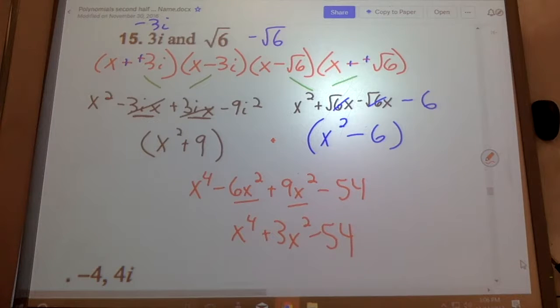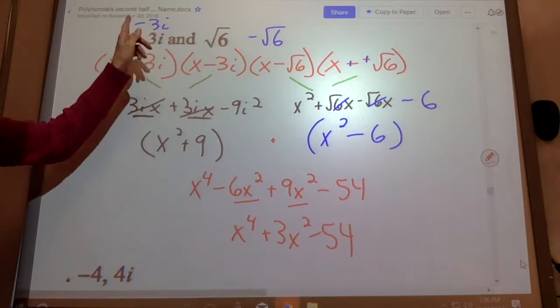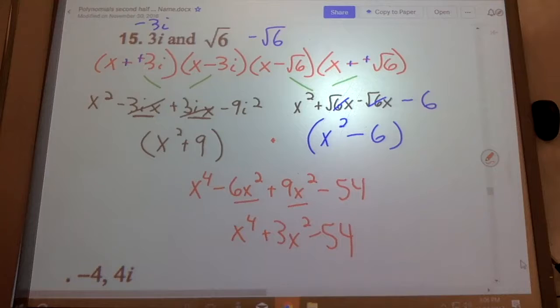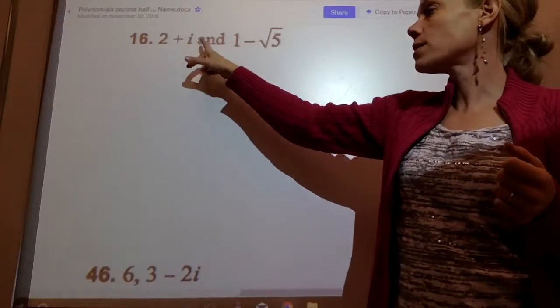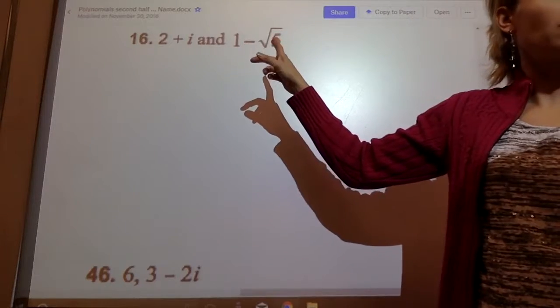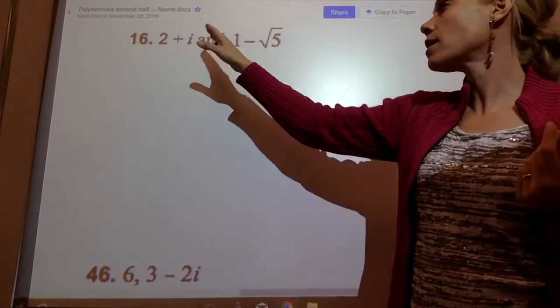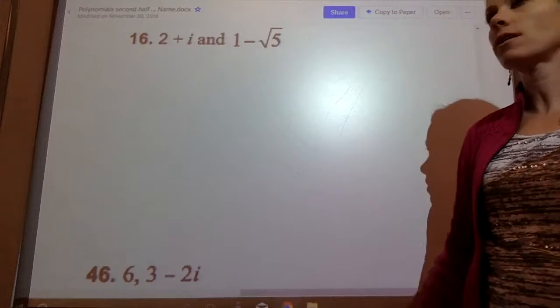Right? And I have my 4th degree polynomial with my 4 roots. Example, we saw roots like this when we used the quadratic formula. When we used the quadratic formula, we ended up with roots like this. But you need to think a little bit.